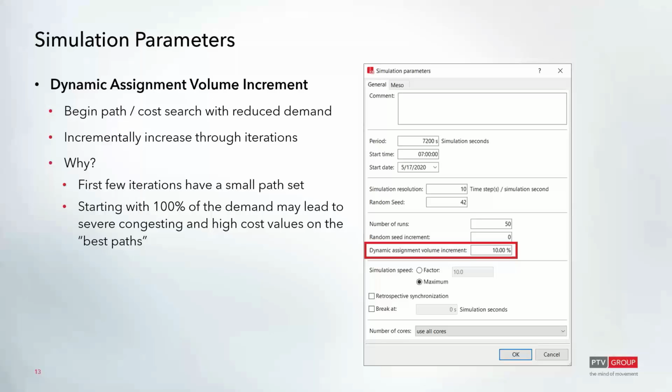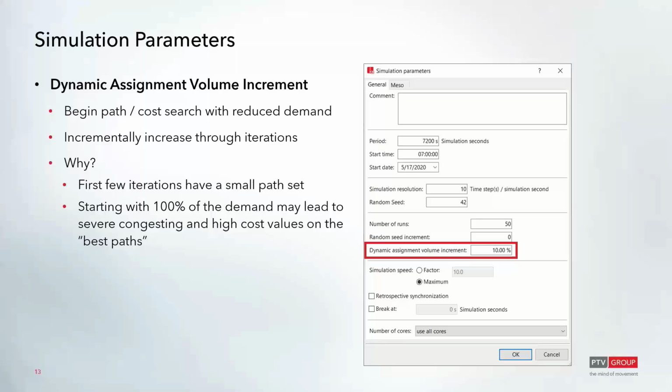So if we assign 100% of the demand from the very start, there may be severe network congestion that occurs just because vehicles can only travel on a handful of paths. Since we're putting all the demand on a small path set, this can lead to high cost values, which might end up being the best paths. So this can cause a lot of network congestion up front, and may also inflate some of those cost values on the paths that are in the network.